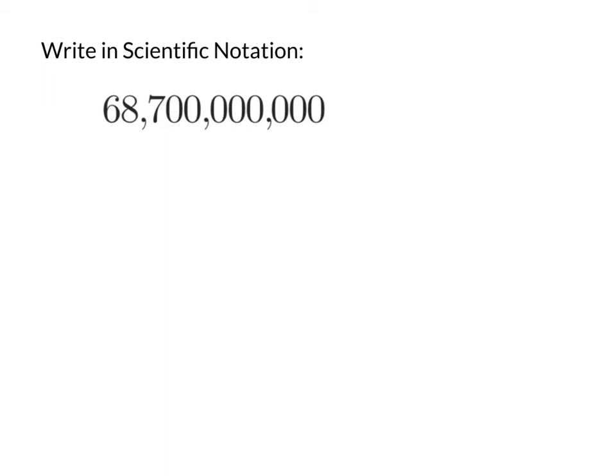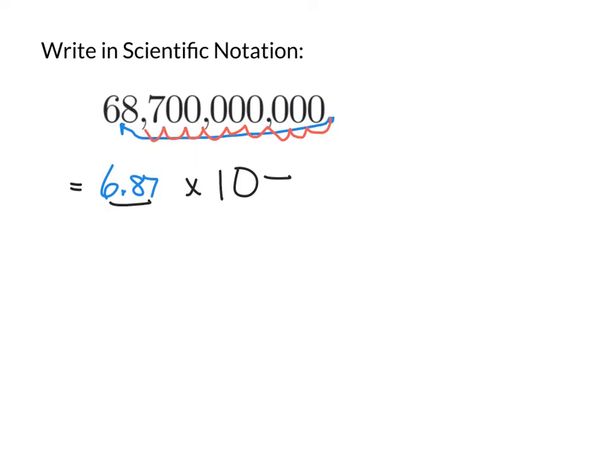One more, 68,700,000,000. All right? If we want to write this in scientific notation, some number times 10 to some power. The number is going to come by moving the decimal point from the very end to right after the first non-zero digit. So 6.87. To get our power, we count places. 1, 2, 3, 4, 5, 6, 7, 8, 9, 10. So we're going to have a power of 10. And because 68 billion is a large number, that power should be positive. And here is our number in scientific notation.